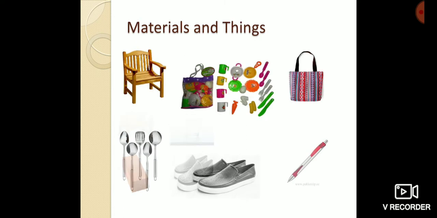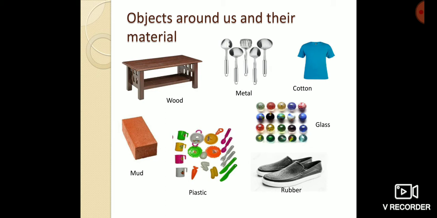Now let's see what we mean by material. A substance or a thing which is used in making different objects is called material. All the objects are made of one or more kinds of materials. For example, a table. Table is made of wood. So wood is a material. Then a spoon is made of steel. So here steel is a material.